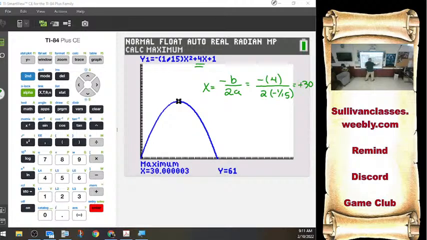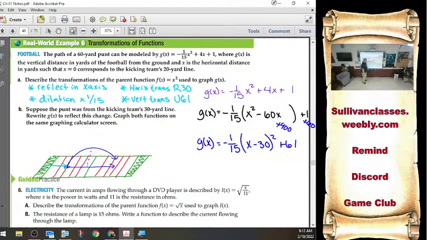Oh, plus 30. There's more than one way to get here. How do you find the transformations though? Or would you? Because once you know the vertex, you can put it in vertex form. And A is always the same whether it's in standard or vertex form. If I know that the vertex is at 30, 61, then I can say minus H plus K.